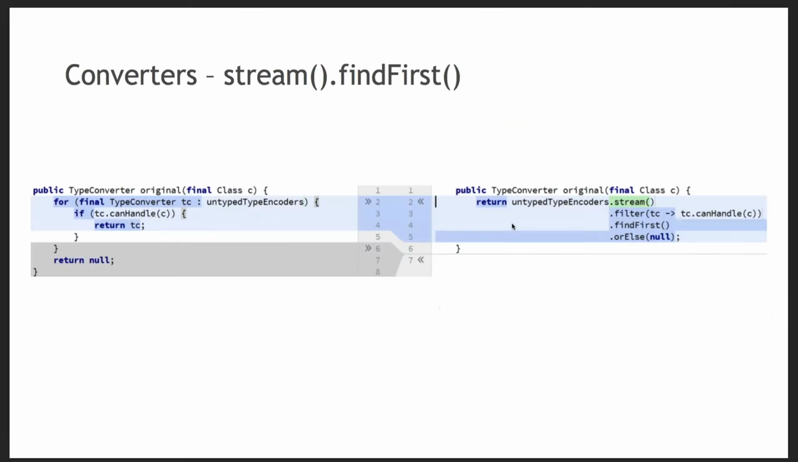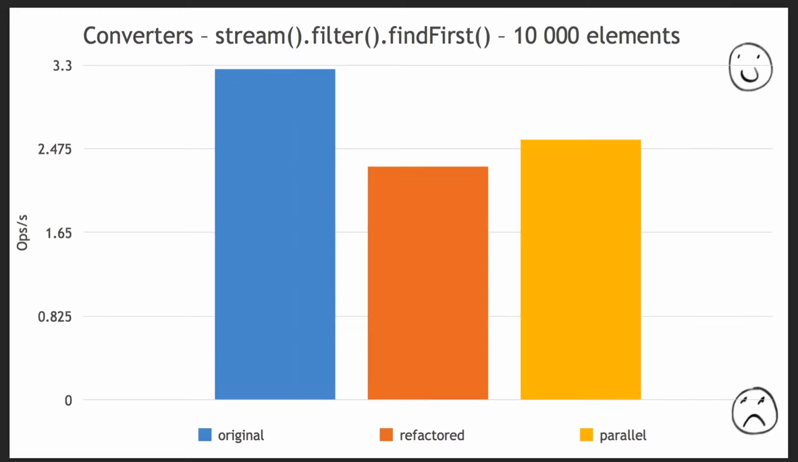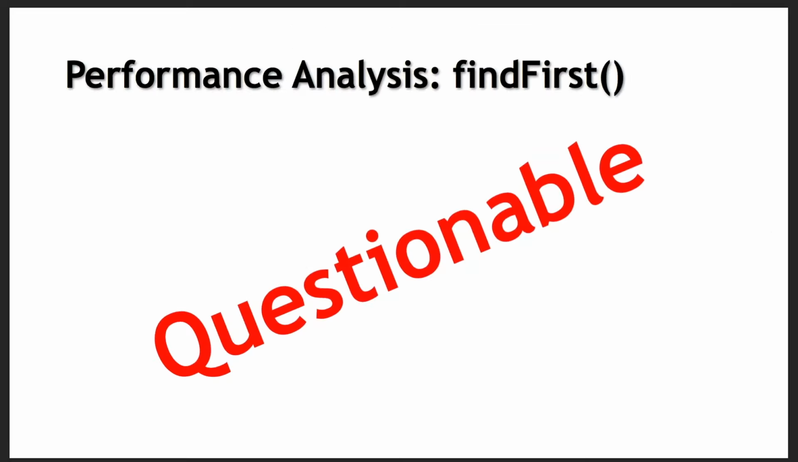In the second example, where we're using the Streams API, we just don't get the same sort of performance that we got from the original code for an array of 10 elements. As we start to get much bigger data, that's where we start to see the benefits of both going parallel and perhaps using the refactored code. So again, with findFirst, it's worth testing to see if you've got any impact on your performance, particularly for small arrays.